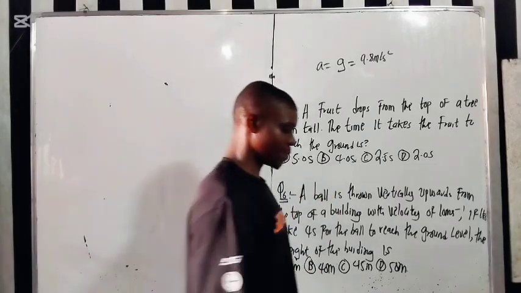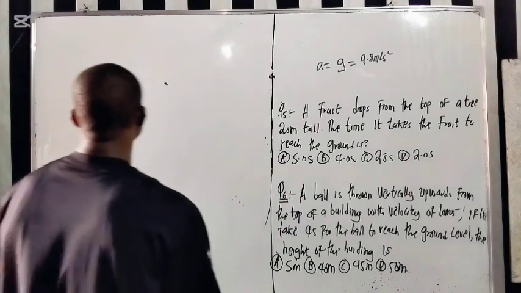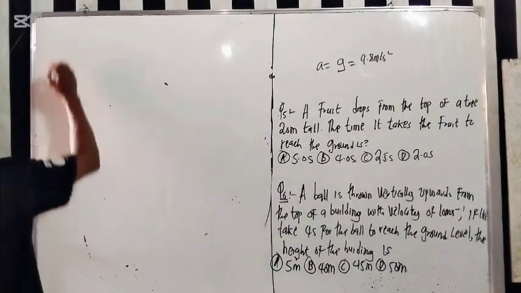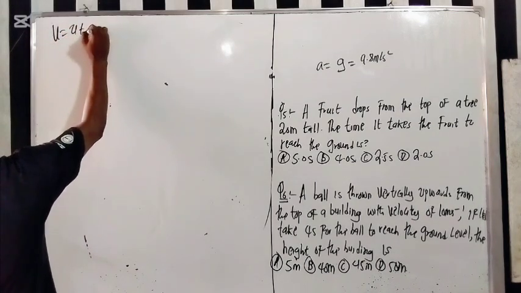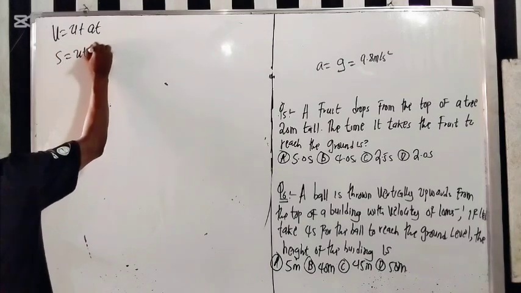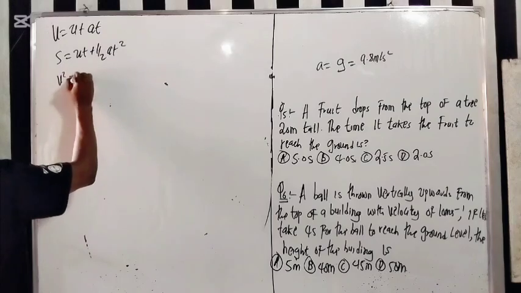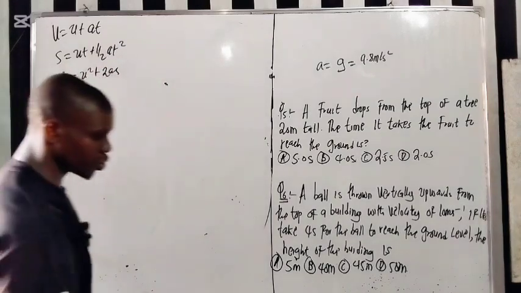Hope you understand. So now let's look at something here. For the equations of motion, remember I gave you 3 equations of motion, right? Here we have v equals u plus at, that is the first one. s equals ut plus half at squared, right? Here we have v squared equals u squared plus 2ax. Now this is called linear motion.